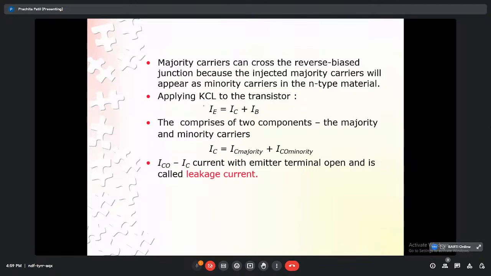So we know, as I have mentioned, that the equation IE is equal to IC plus IB, and it comprises two components, the majority and minority carriers. So IC is majority, and ICO is like a minority. ICO, the current with the emitter terminal open, is called a leakage current. So that current also we can get.